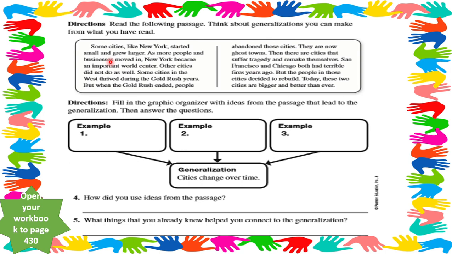Okay, New York became an important world center. It became very important. All people go there. Now remember this part, that New York was small and it became larger since there were more people and businesses that went there. Okay, and it became very important.